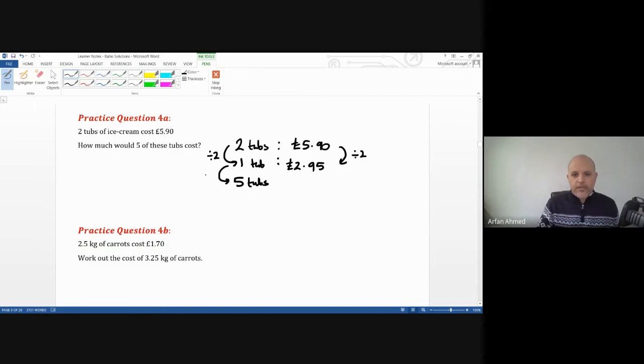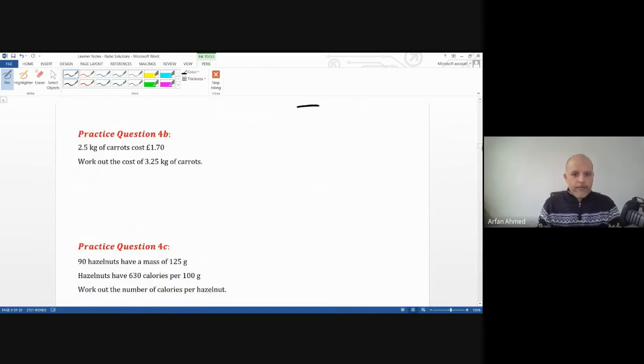So for 5 tubs, you're going to have to times it by 5. Let's times this side by 5, which is £14.75. Now, obviously, if it's not on the calculator paper, you're going to have to work it out on the side, which, you know, you guys can definitely do. Yeah, I'm just using my calculator just to save a bit of time. 4B. 2.5 kilograms of carrots cost £1.70. Work out the cost of 3.25 kilograms.